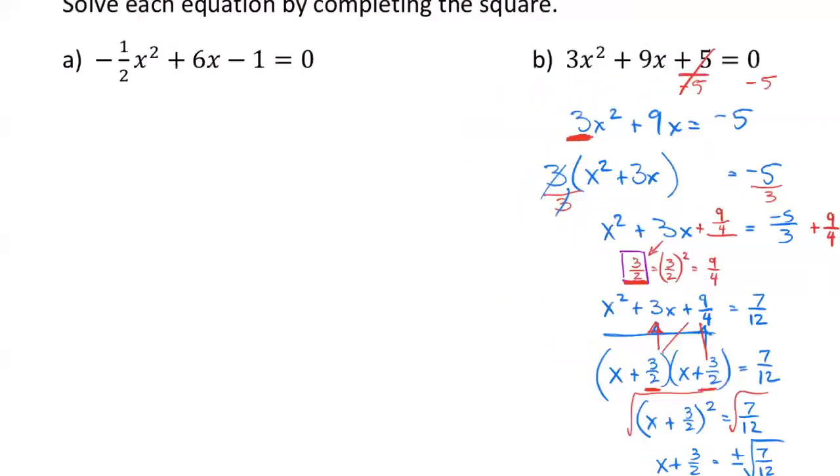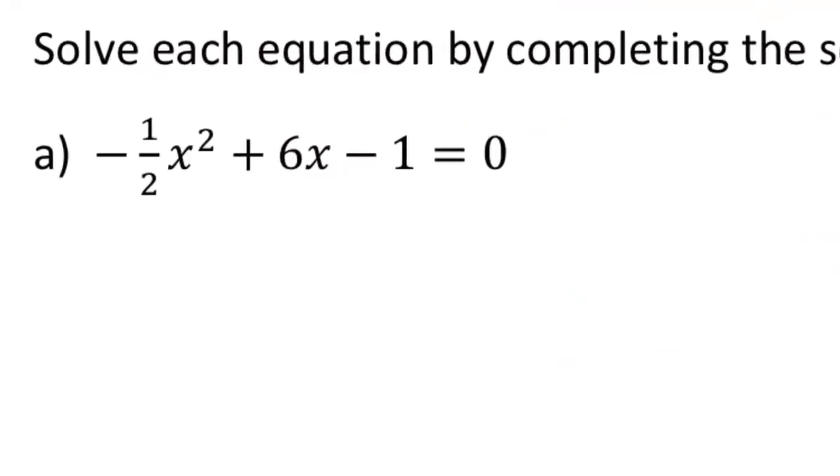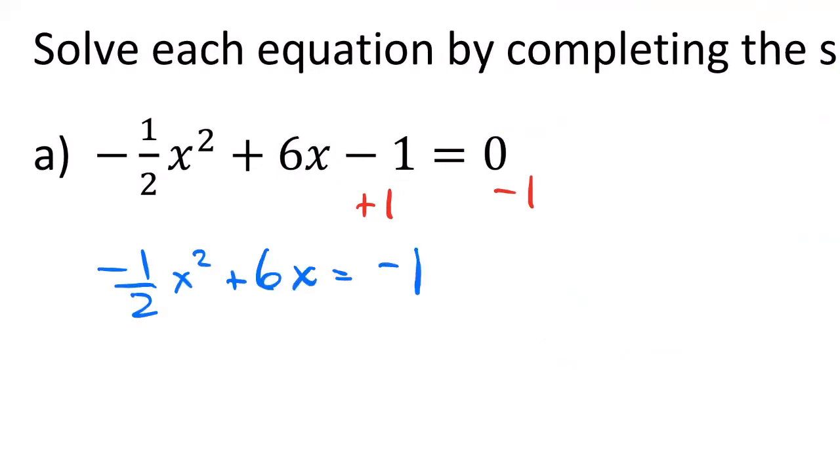Okay. So we'll go back up here. Question A. Again, we want the constant gone. So I'm going to add 1 to both sides. So I add 1 to both sides. I get negative 1. Oops, wrong color. Negative 1 over 2 x squared plus 6x is equal to negative 1.